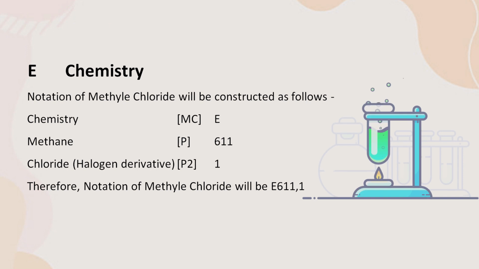The notation of methyl chloride will be constructed from the personality facet methane 611, and chloride halogen derivative from the second level personality facet 1. Therefore, the notation of methyl chloride will be capital E 611, 1.